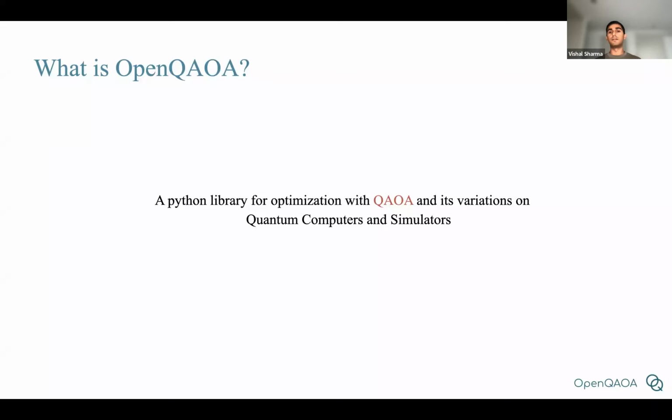And ever since then, research has progressed, and we've all seen lots of different variations of QAOA, right? Essentially, it's a library for optimization using this algorithm and its variations on quantum computers and also on simulators, right? You can see I've written just quantum computers because our plan is to be able to execute these optimization problems on different kinds of hardware that are available today. All right, so that's a bit of an introduction about the package itself.